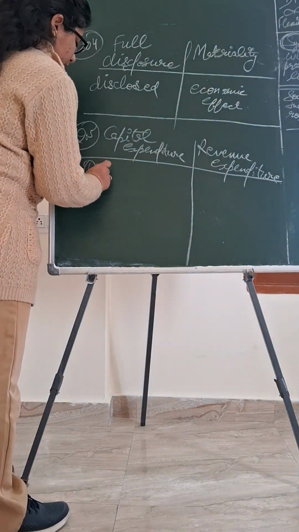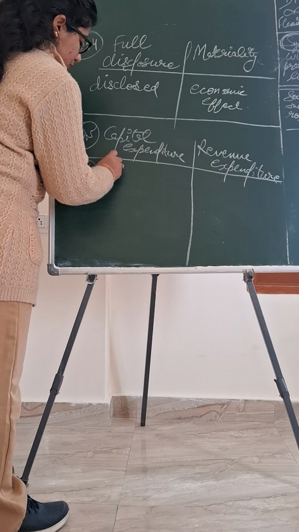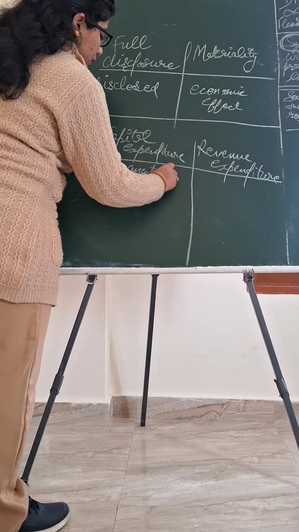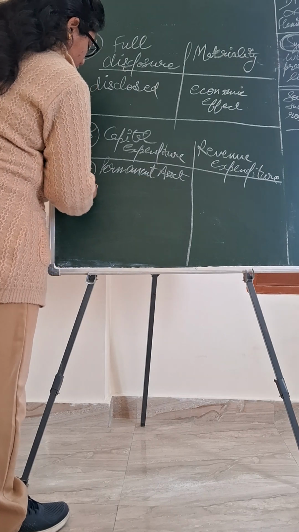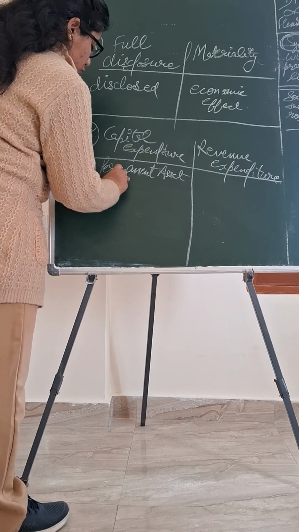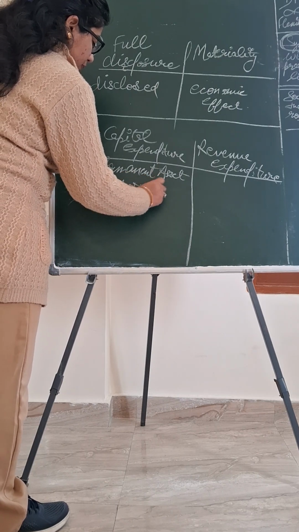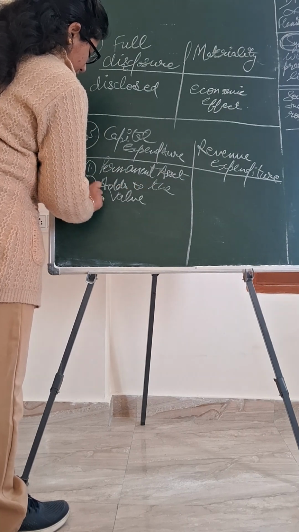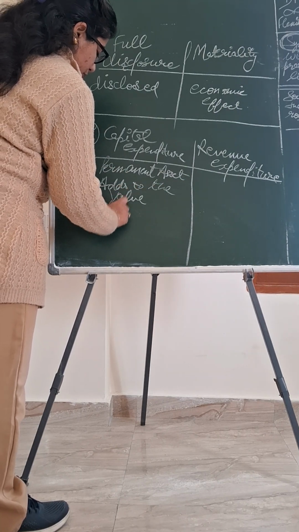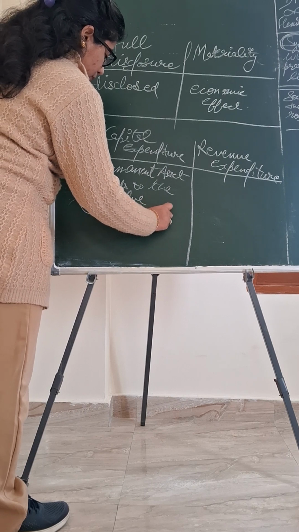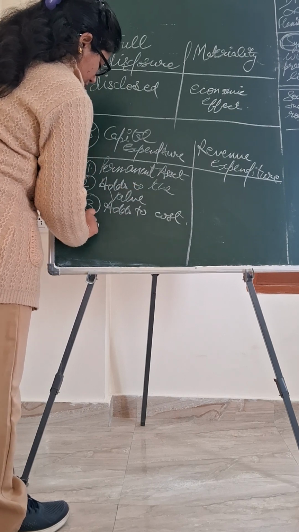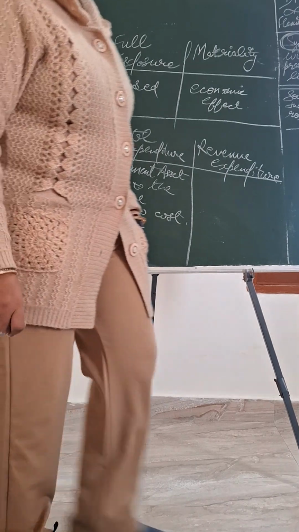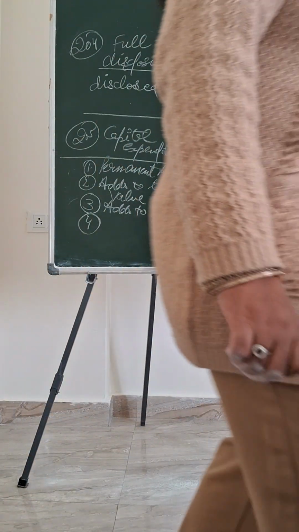It is value incurred on the permanent asset, that is called capital expenditure. It adds to the value of the asset and it adds to cost also. And another important thing, capital expenditure is the one which is shown in the balance sheet.